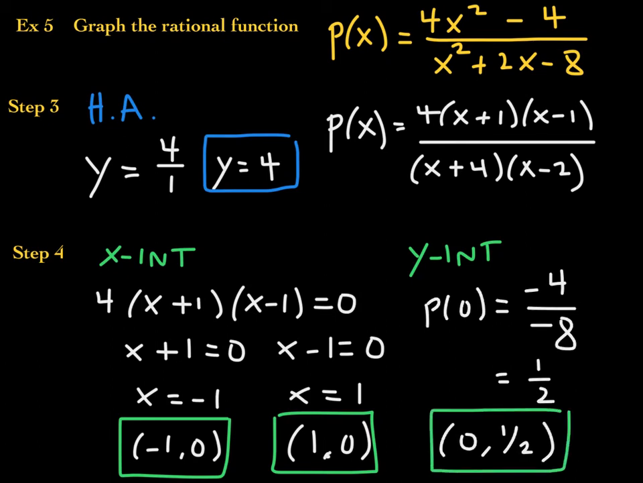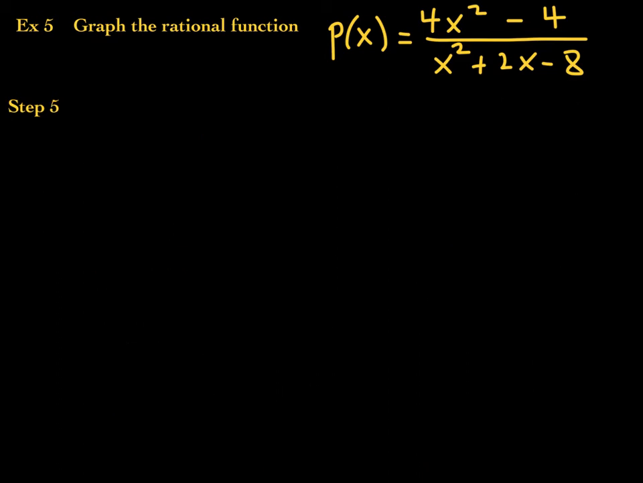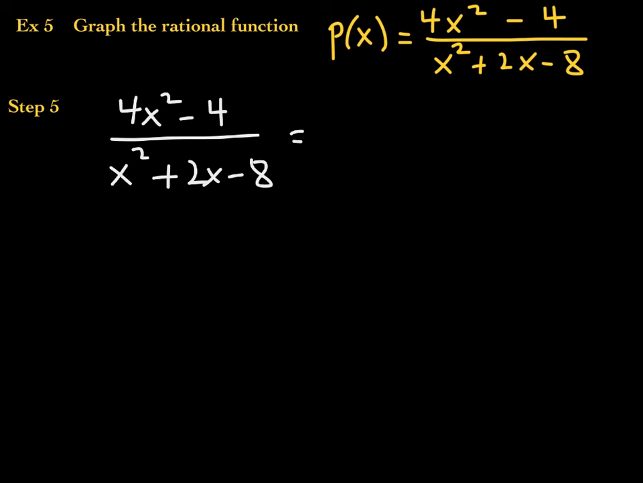Now, we have to determine whether the graph will cross this end behavior asymptote. Will the graph ever cross this horizontal line? We can answer that question. This is step 5. We can answer that question by taking your function, setting it equal to the end behavior asymptote, and solving. So I'm going to take the original function and set it equal to my end behavior asymptote, which is y equal to 4.